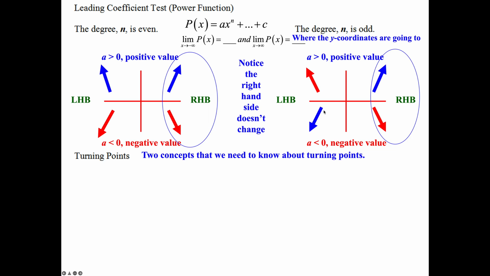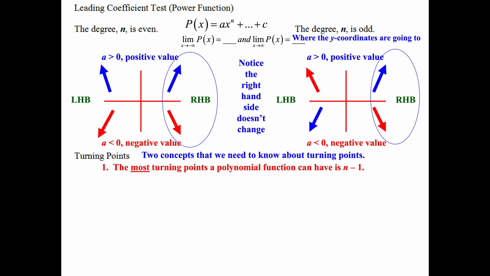Turning points. Two concepts that we need to know about turning points are those vertices. Number one, the most turning points a polynomial function can have is n minus 1. Again, n is your leading power. So if I had a fifth degree polynomial, 5 minus 1 is 4. I can have at most 4 turning points.